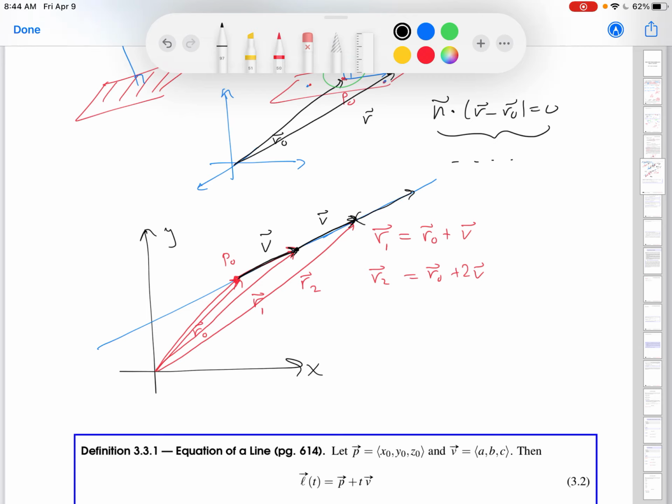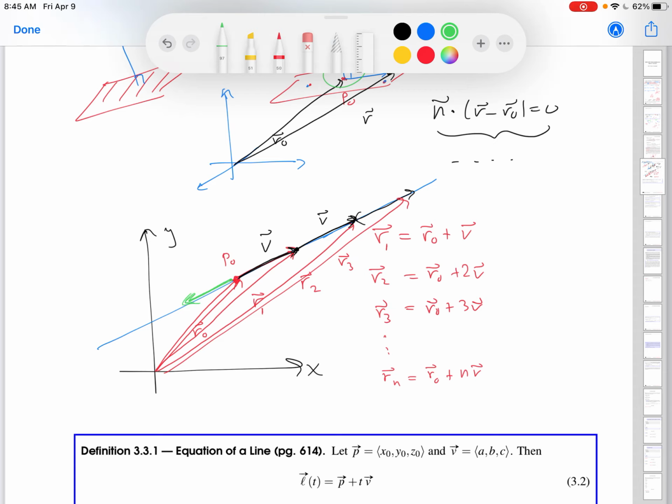And if I went a third v vector, calling that r sub 3, I would get r sub 3 equals r0 plus 3v. So maybe if I went n vectors of v forward, I would have something like plus nv. And now let me go back to my picture and think about what would happen if I went backwards, right? So what if I went backwards by the v vector?